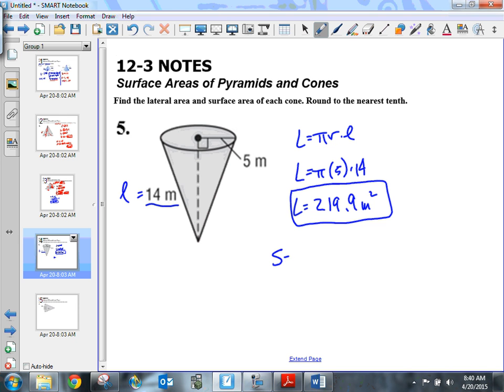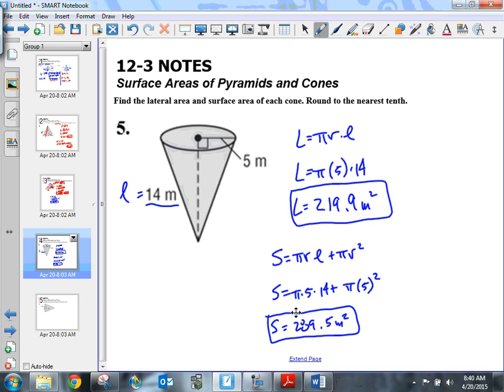Now my surface area, remember, is pi times r times our slant height plus pi times radius squared. So let's just plug all that in. So pi times 5 times 14 plus pi times 5 squared. And if I put that all in the calculator, I'm going to get 289.5 meters squared. And so that's what I get for my surface area.